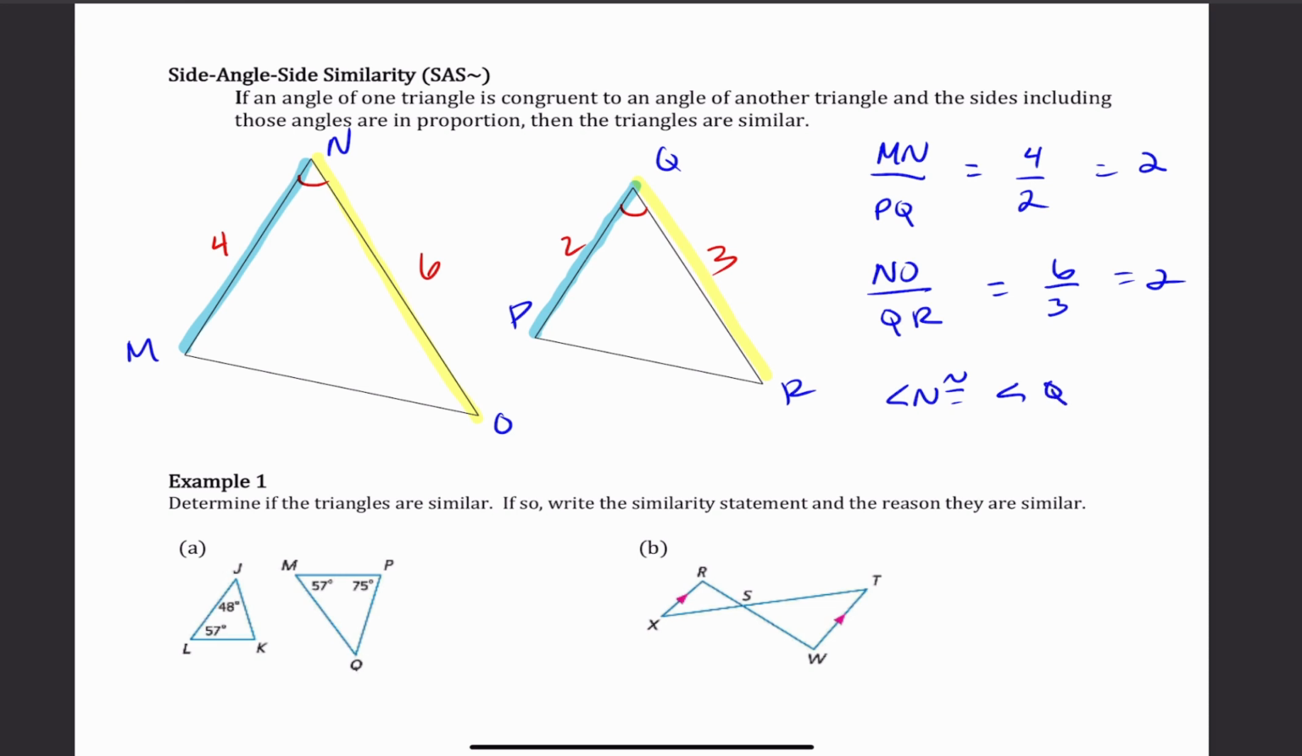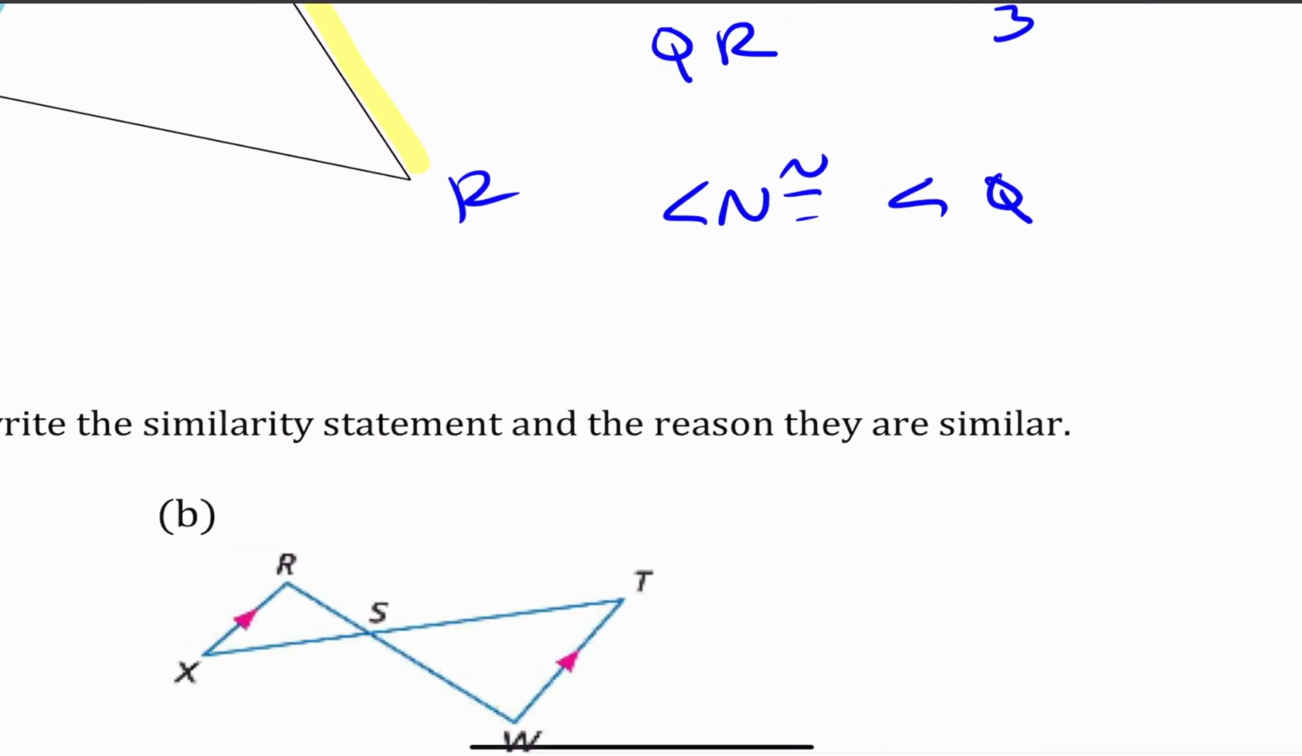Okay? So, that's how the side-angle-side similarity works. If these two sides are proportional to these two sides, where the angles are congruent and between those two proportional sides, then we can say that these two triangles are similar. So SAS, SAS. So let's go ahead and make a note.